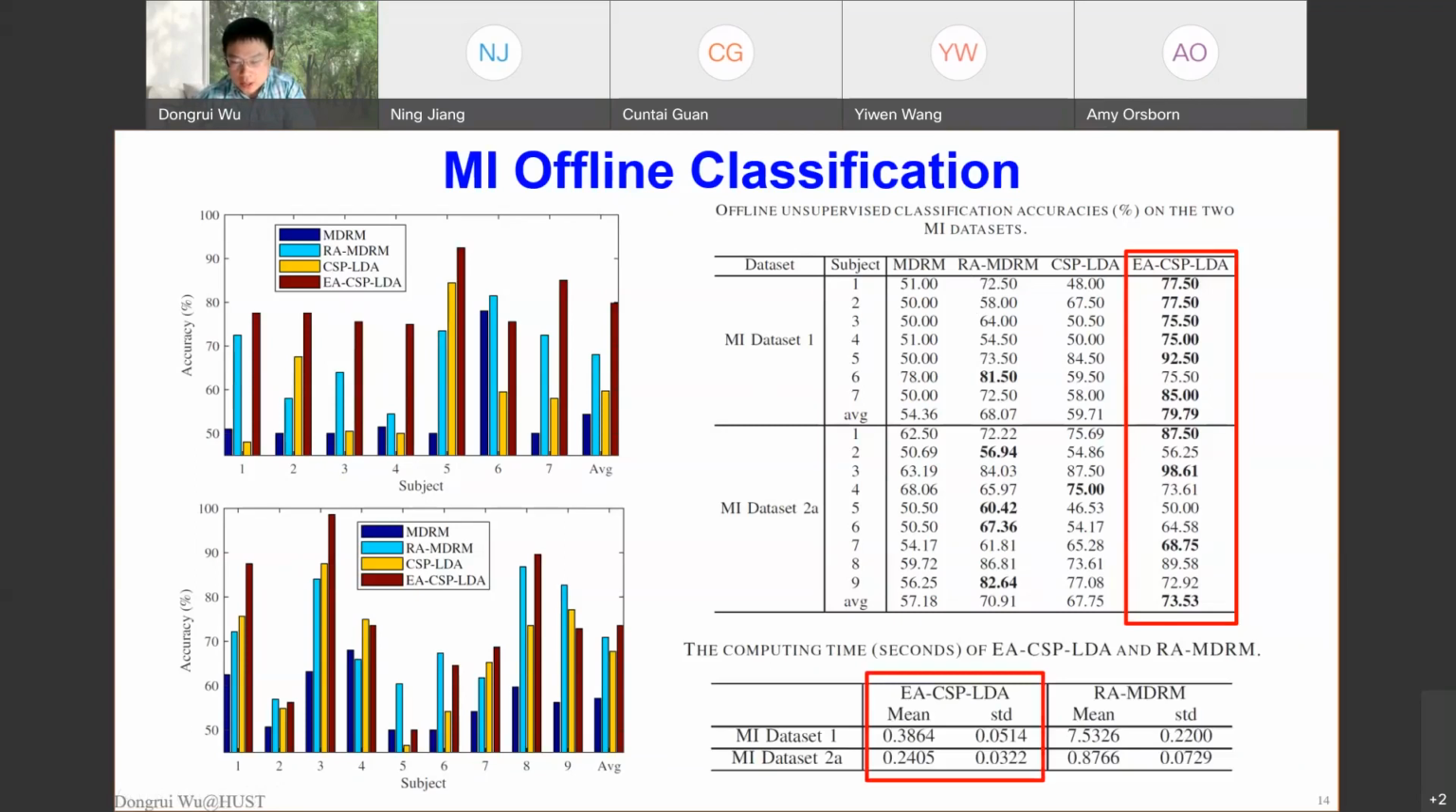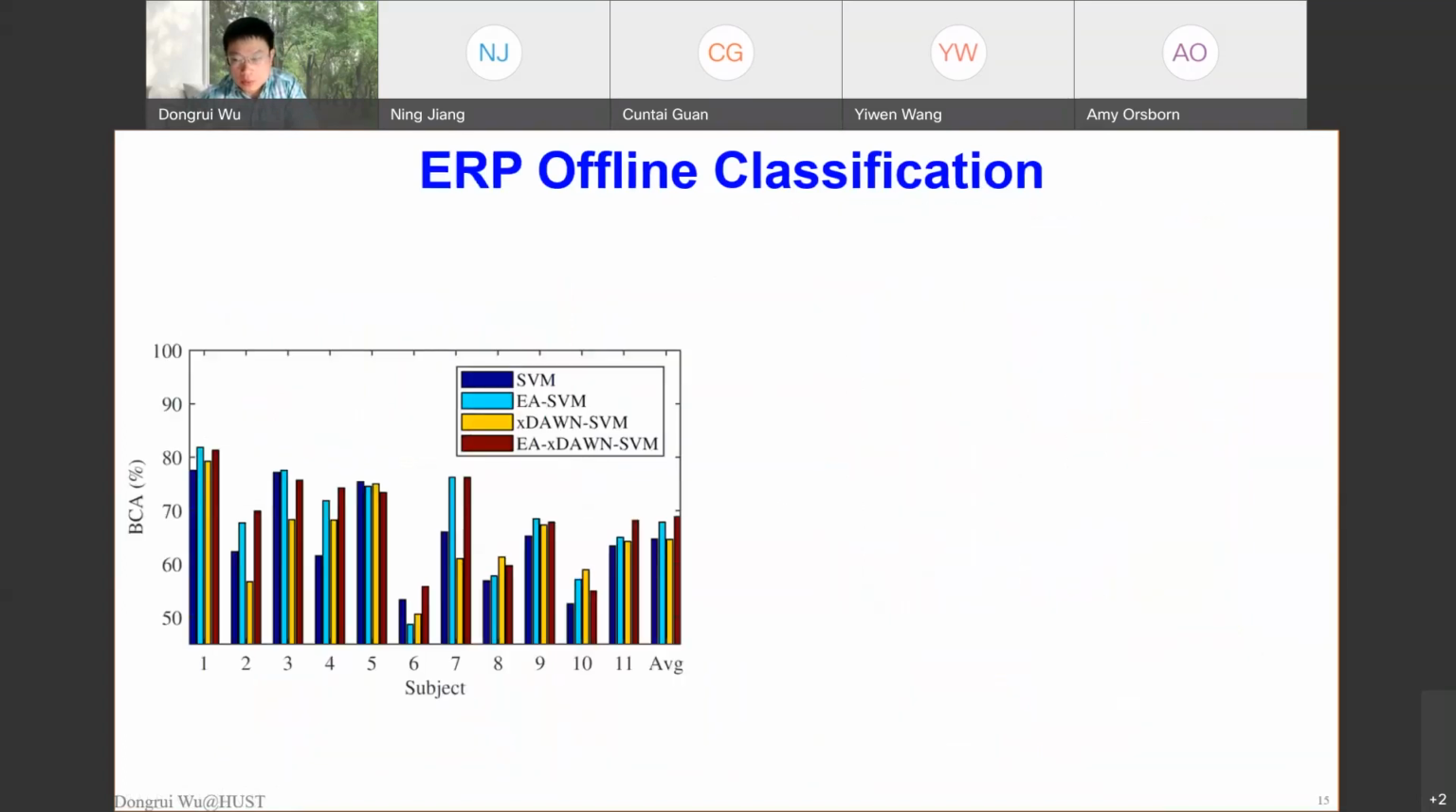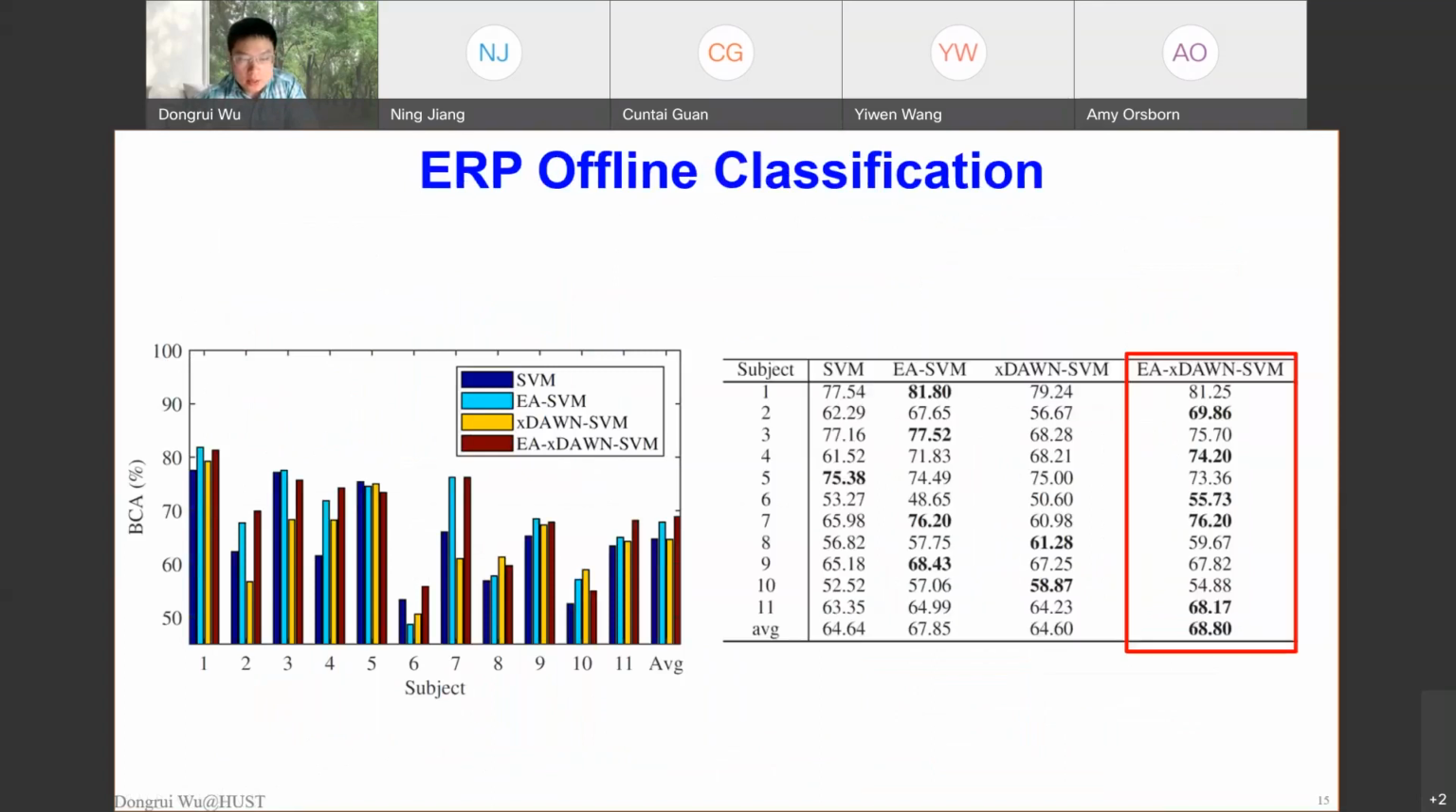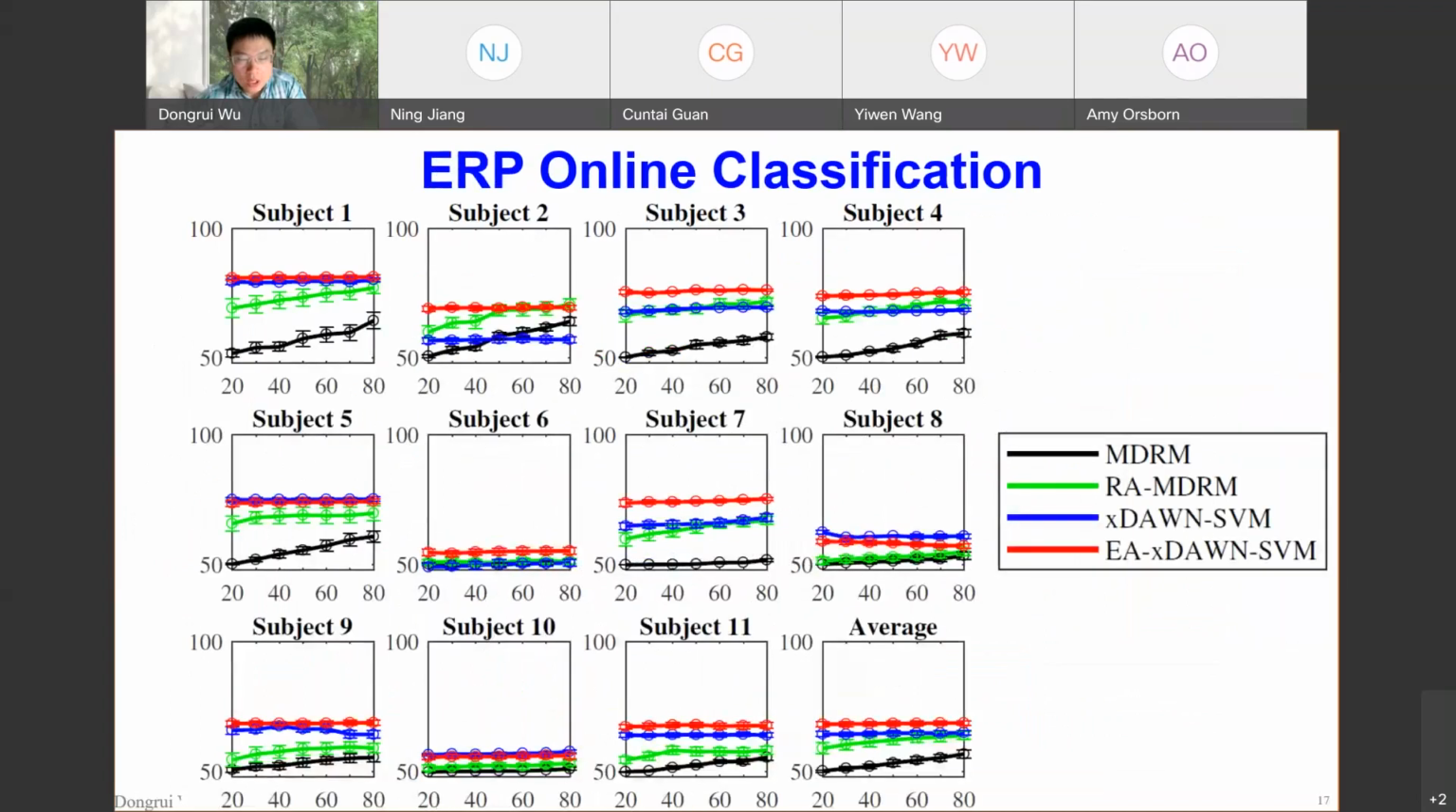For classification accuracy. Next, we also compared the computational cost of different approaches. Here we can see that the EA approach can be performed much faster than the Riemannian alignment approach. These are the results on the motor imagery datasets for offline classification. We also applied the approach to the ERP dataset and observed similar results. By adding EA to the baseline approaches, we can almost always improve the performance. For online classification, we have similar observations.